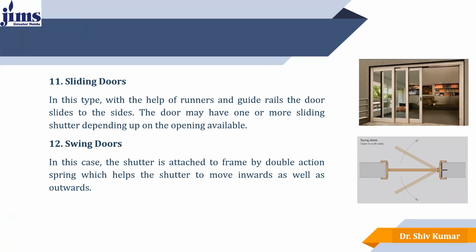Now the swing door. In this case, the shutter is attached to the frame by a double action spring, which helps the shutter to move inward as well as outward. Normally, you have seen this in movies. Sometimes, if you see a police station, you may see such kinds of doors as shown in Crime Patrol, sometimes in the movies. So these doors can move in the outward and inward direction.